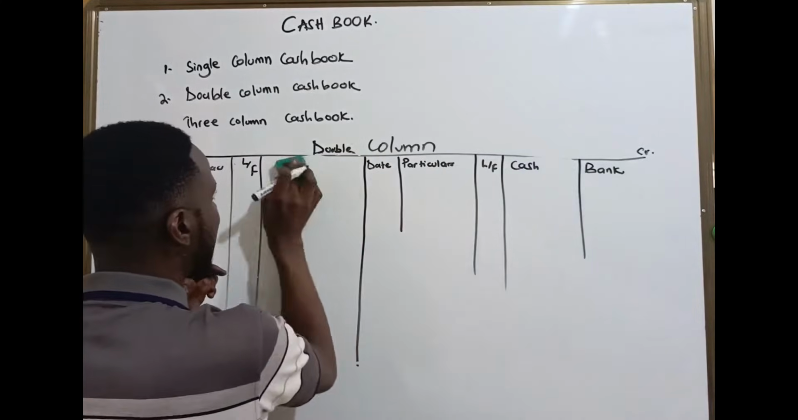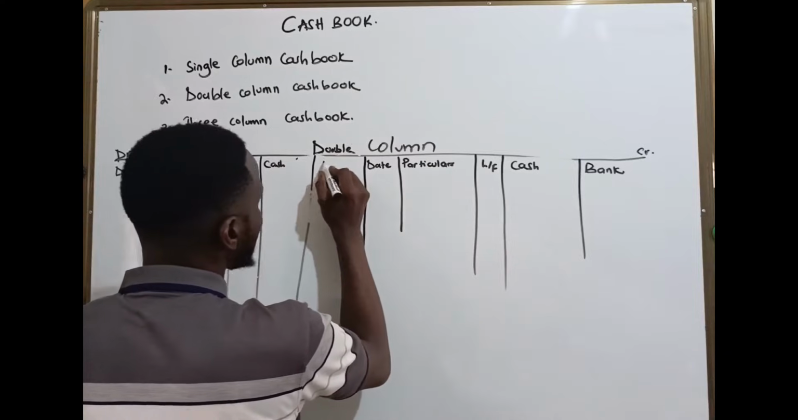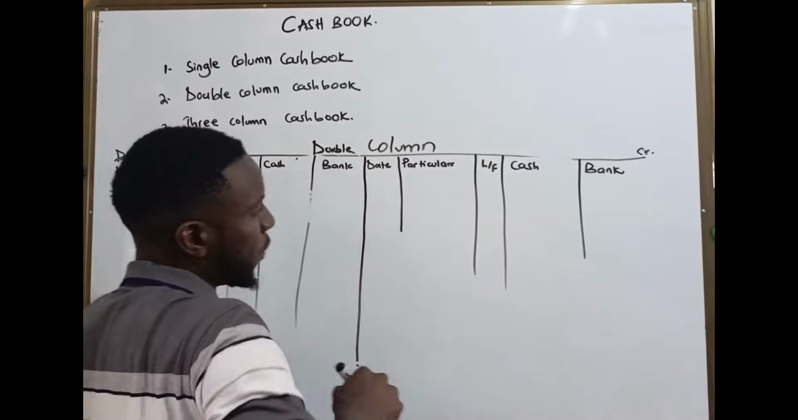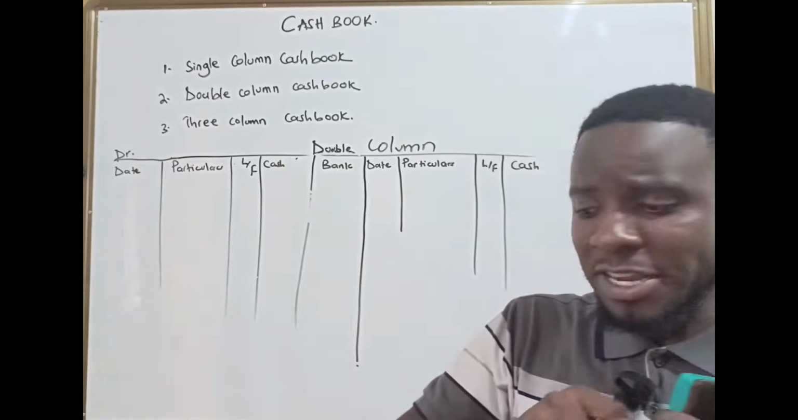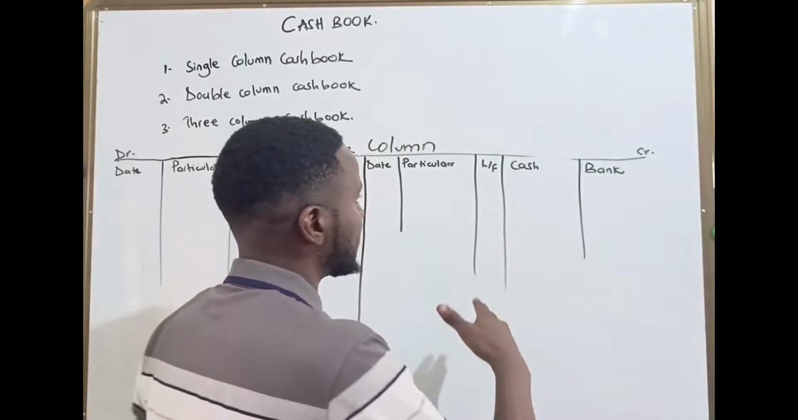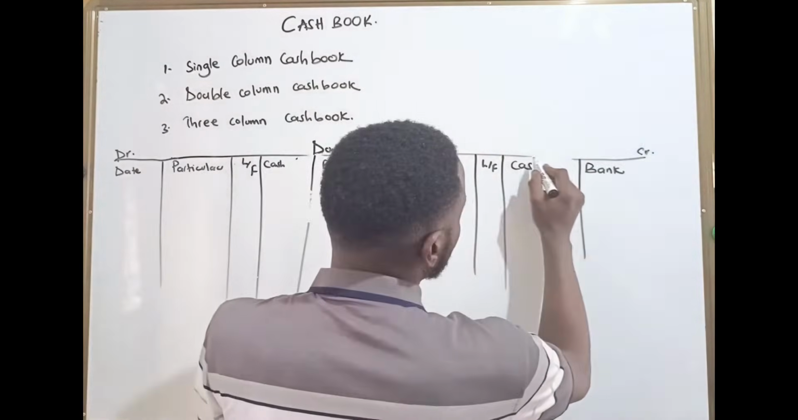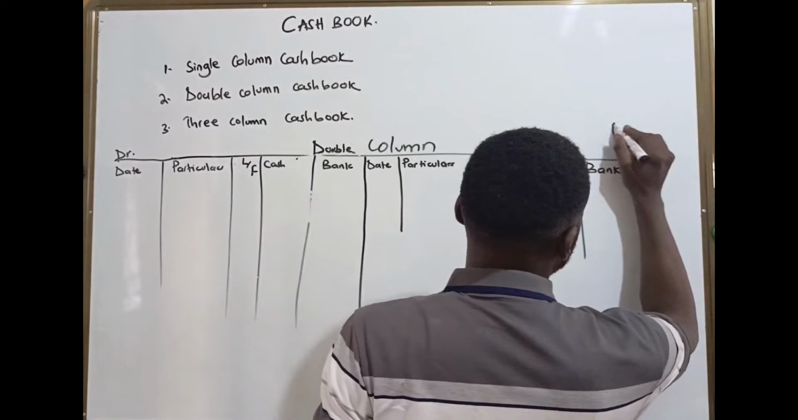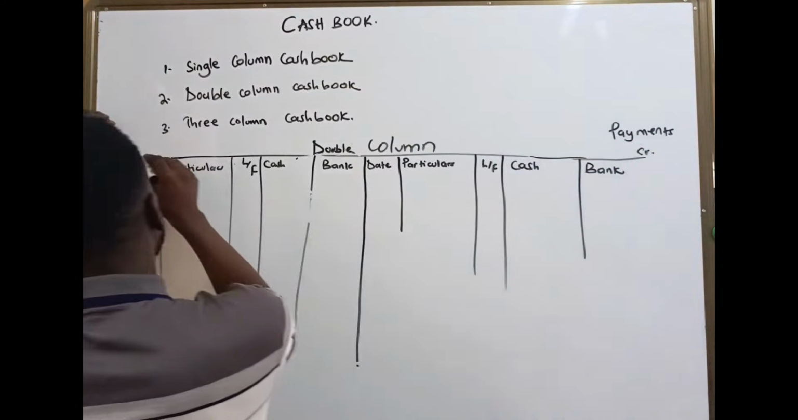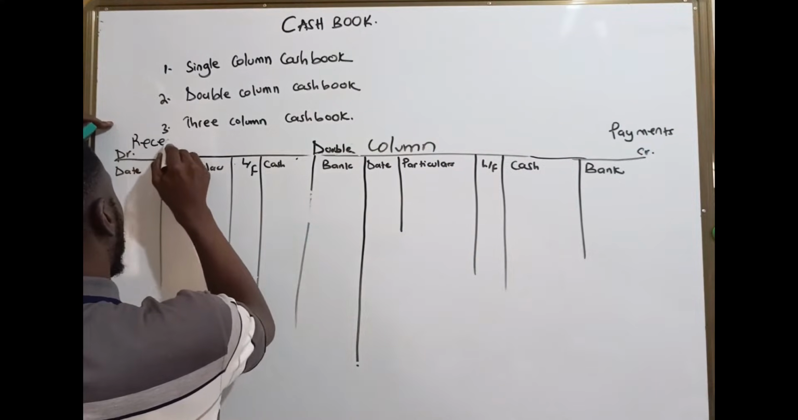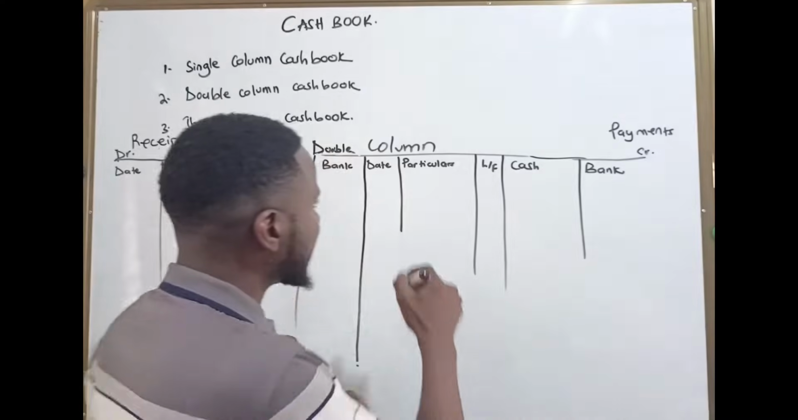And here still we shall have cash and bank. Now, when it comes here for the double column, for example, we are going to say we paid. Remember, we say that this side looks at the payments, the credit side, and the debit side looks at the receipts.